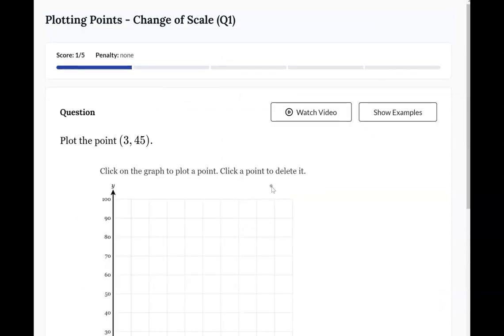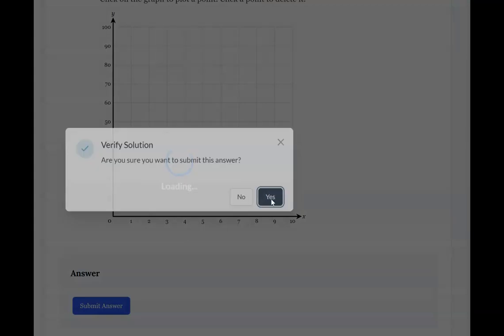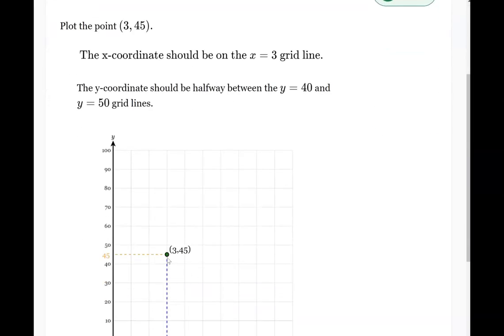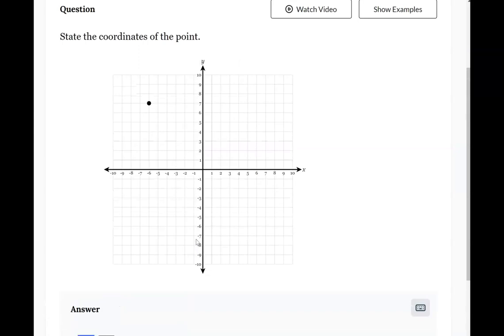So be careful when you're estimating your distance that you don't pass either too high or too low on that point. So again, one more time, the point is 3, 45. So I'm going to go over to 3, and then 45 is going to be halfway between 40 and 50. So I'm going to put it right there. Click submit and get your feedback.